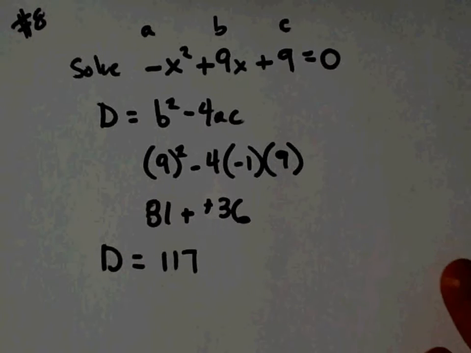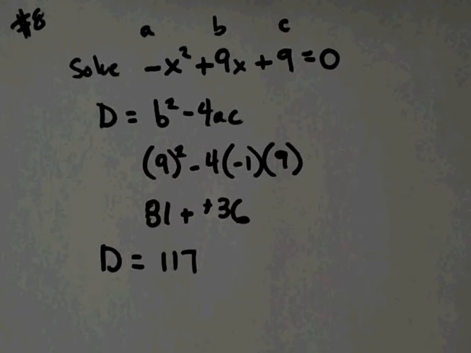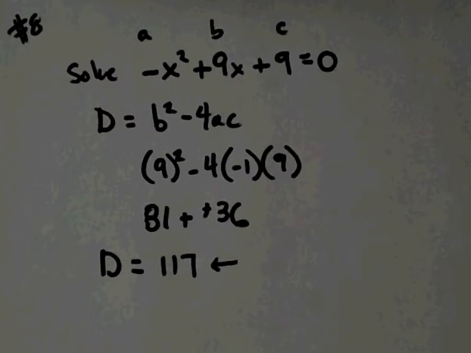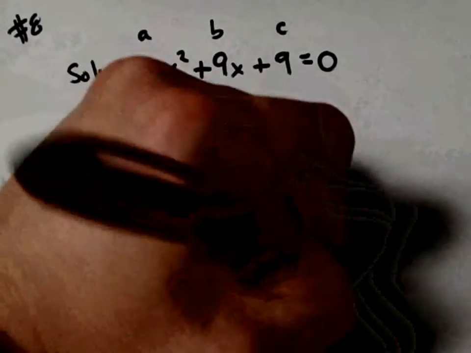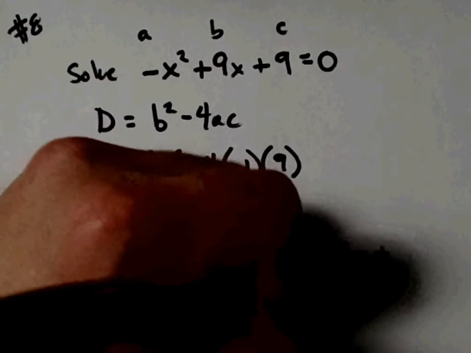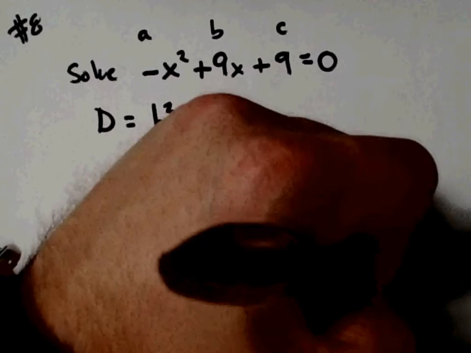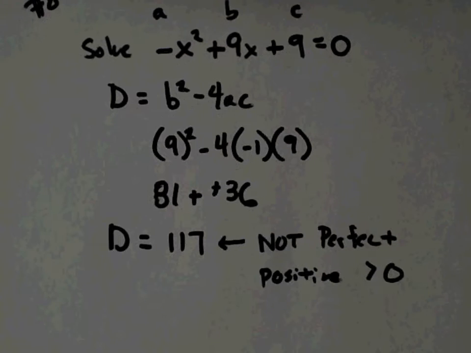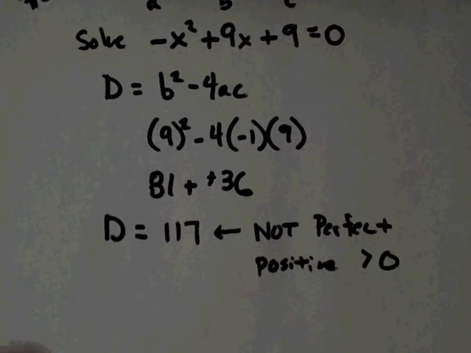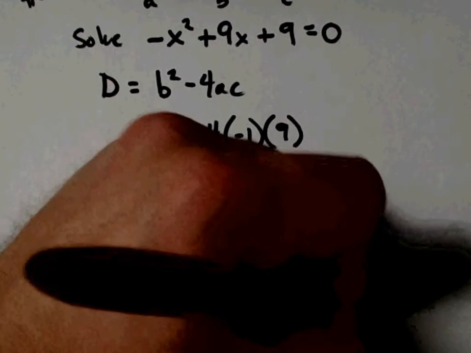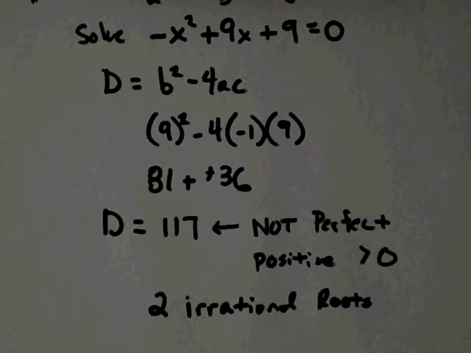And so what do we know about the number 117? I'll answer that too. It's not perfect, and it's positive, which means that it is greater than 0. And since it is not perfect but greater than 0, then we have 2 irrational roots, zeros, or x-intercepts. All three are the same thing. So that's what that's telling us.